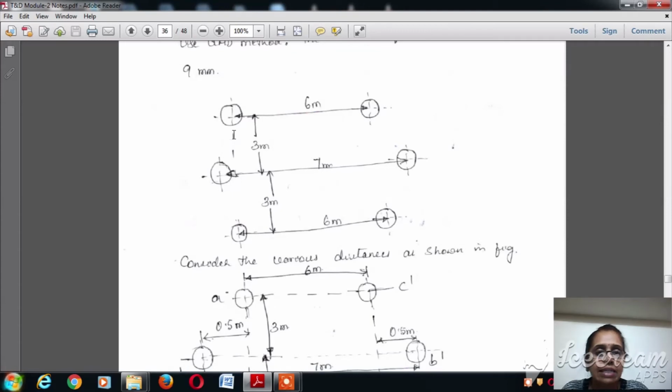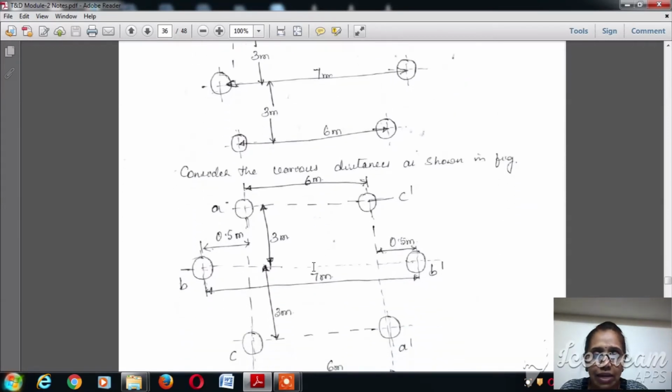The distance between the first transmission line, that is the first set of conductors, is 6 meters, and then the distance between these two is 7 meters, and the distance between these two conductors is 6 meters again. Now the distance between the conductor A and B is 3 meters, and then B and C is also 3 meters. Consider the various distances and then we can plot the diagram like this.